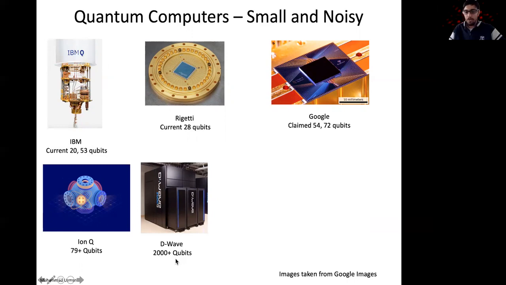D-Wave has a large number of qubits, 2000 plus, but they are slightly different. They cannot solve all the problems. They are very specialized machines. That's why they have a very large number of qubits, but their applications are very limited, because these machines are wired to do certain tasks. They are not universal machines. All the other machines have very few qubits, but they're universal, like you can reprogram them to do different tasks. But the D-Wave machines cannot be easily reprogrammed. They are programmed to do certain tasks, and they can only do those tasks. So they have a large number of qubits, but limited functionality.